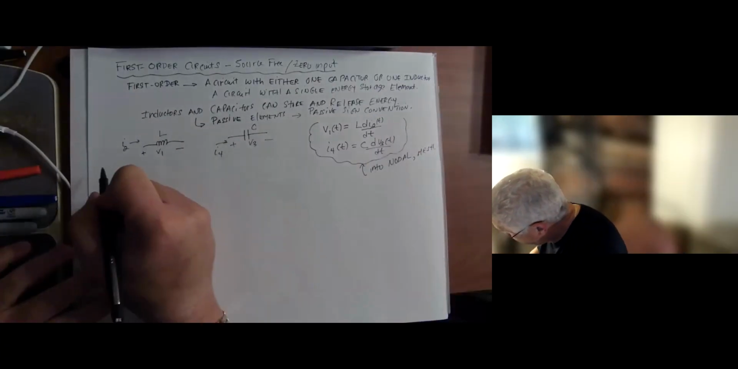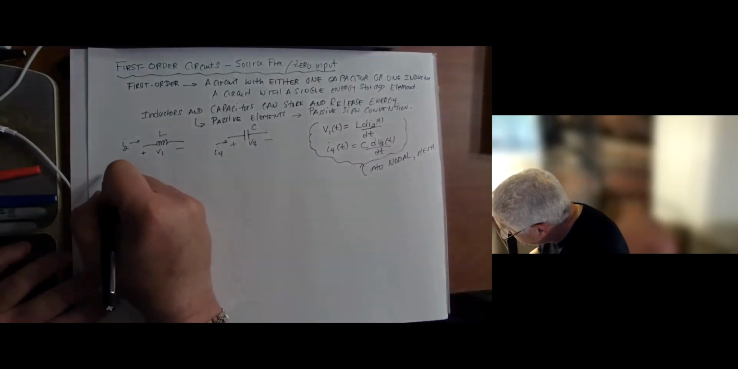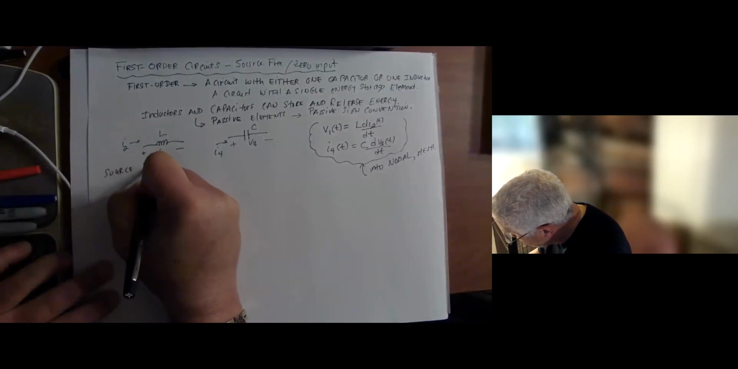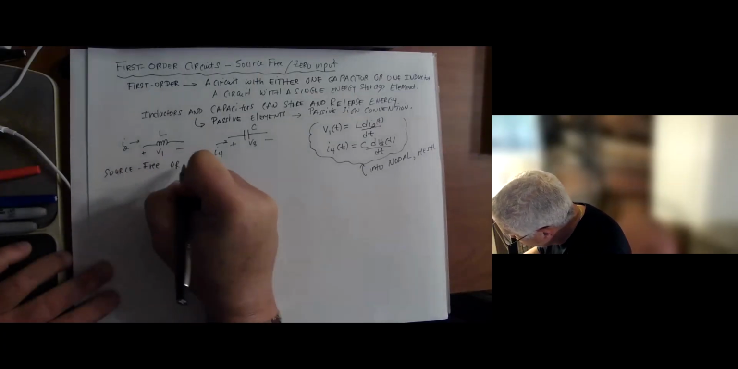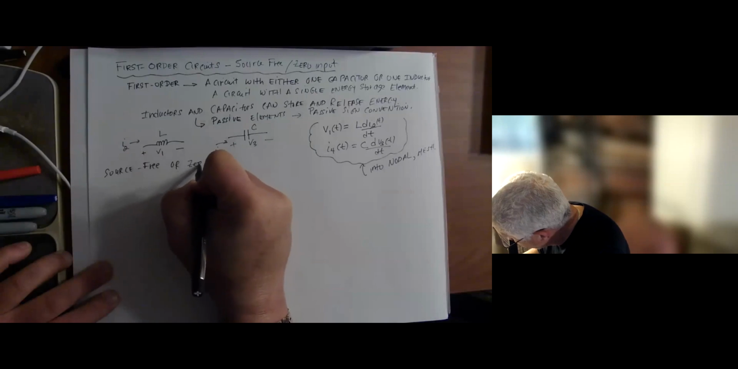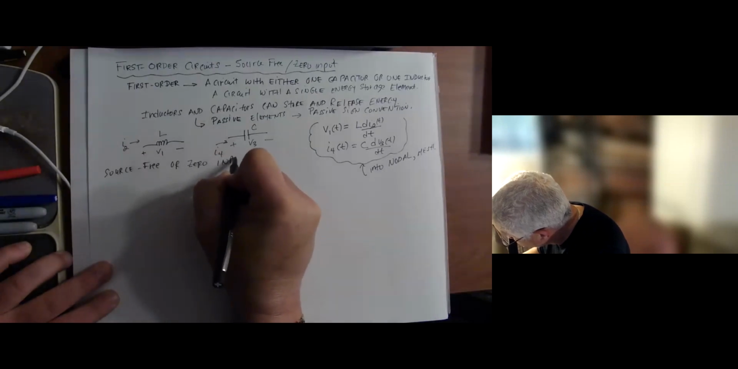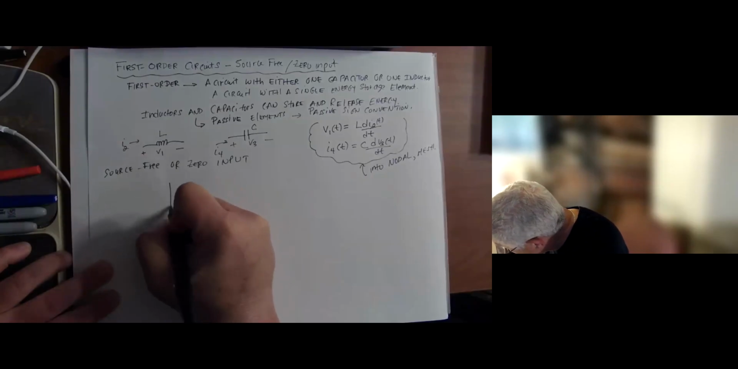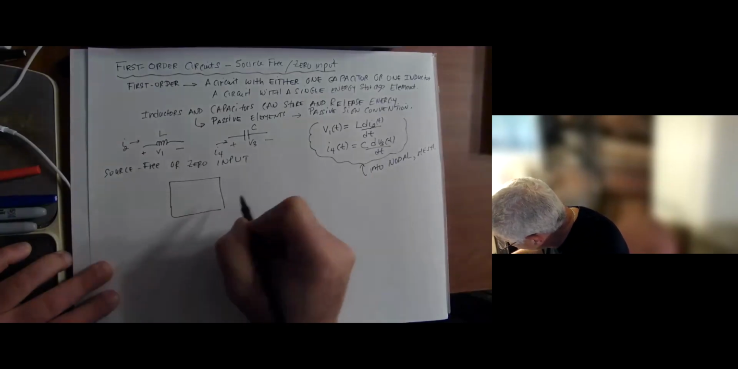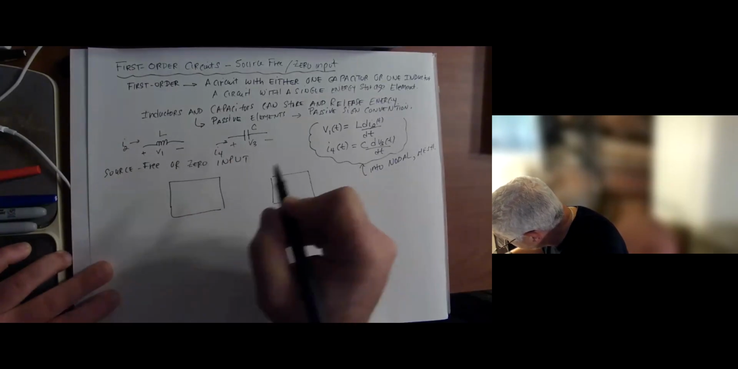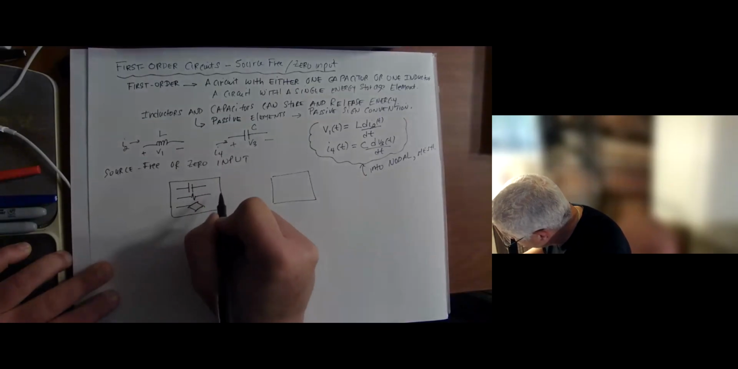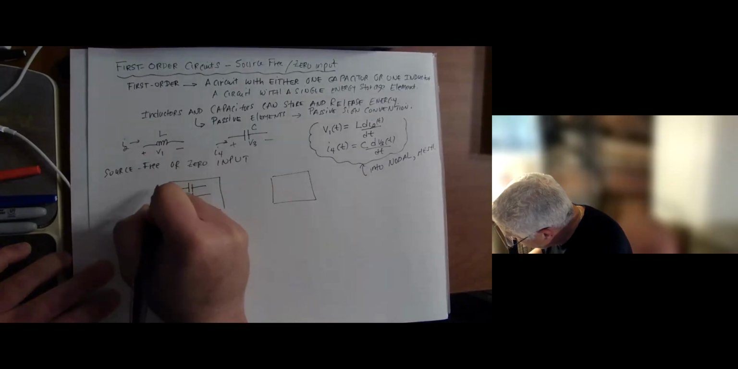So then the next thing we want to talk about is source free, or zero input. We're looking at a circuit like this. I'm going to give you two examples here. It has, let's say, one capacitor, a whole bunch of resistors and dependent sources.